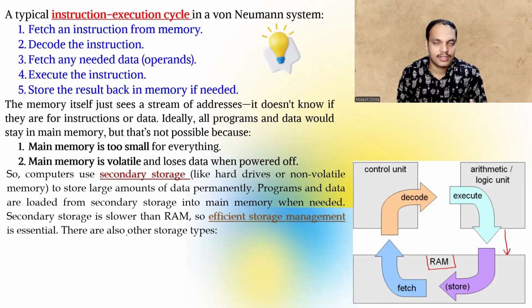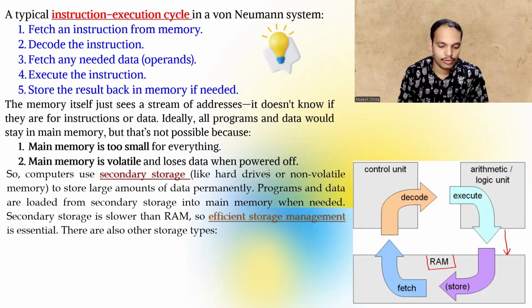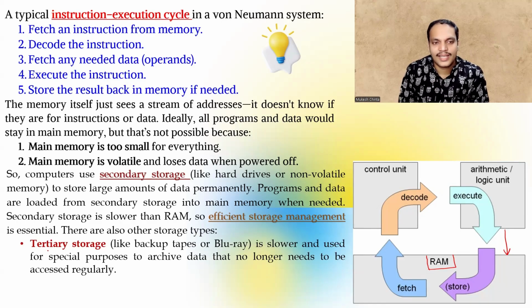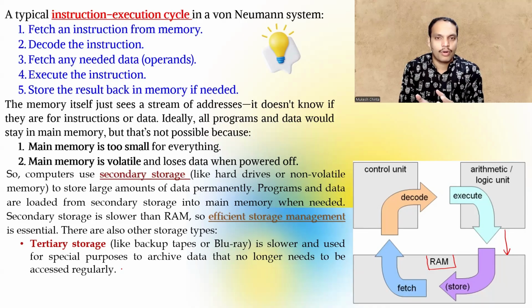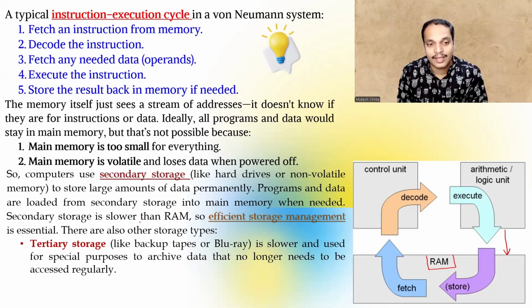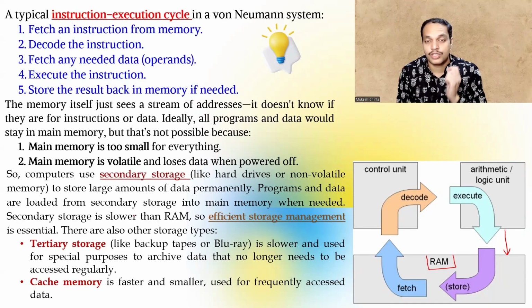That is why I said there are separate topics on memory management. How do you maintain all these things? How can you do it efficiently? There are also other storage types. This is called tertiary storage, like a backup or a Blu-ray, which is slower and used for special purposes to archive data that no longer needs to be accessed regularly. That means if you want to keep the data aside, then you go for tertiary storage. And the next one is cache memory, which is faster and smaller, and is typically used for frequently accessed data.